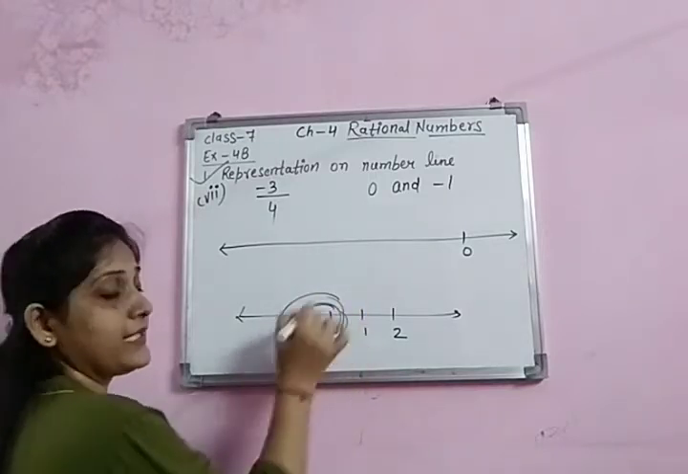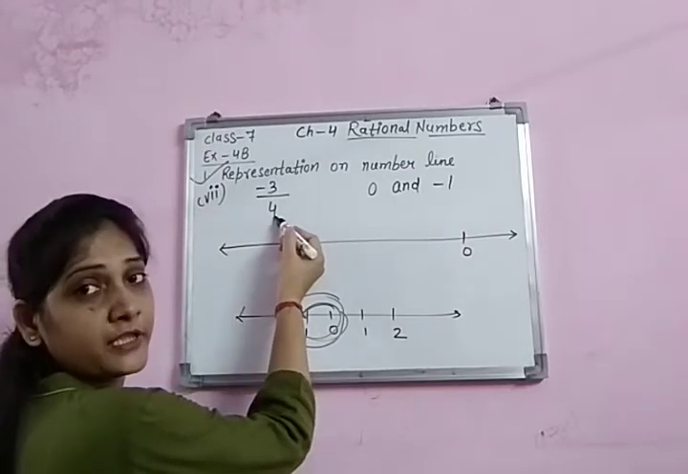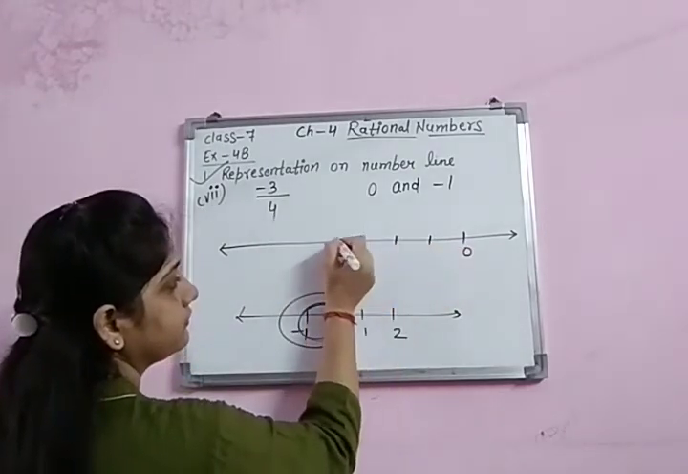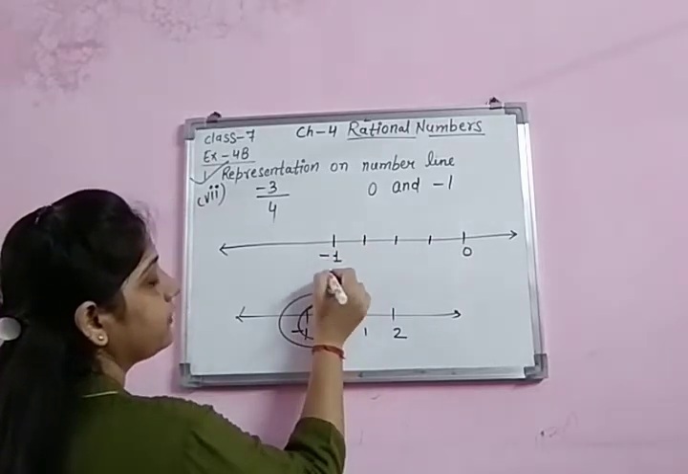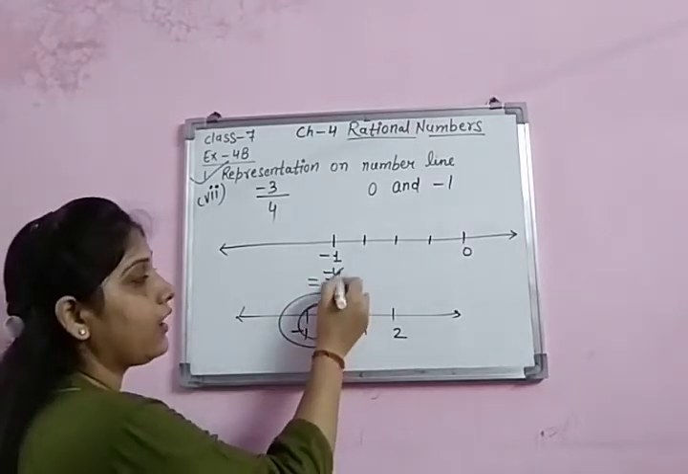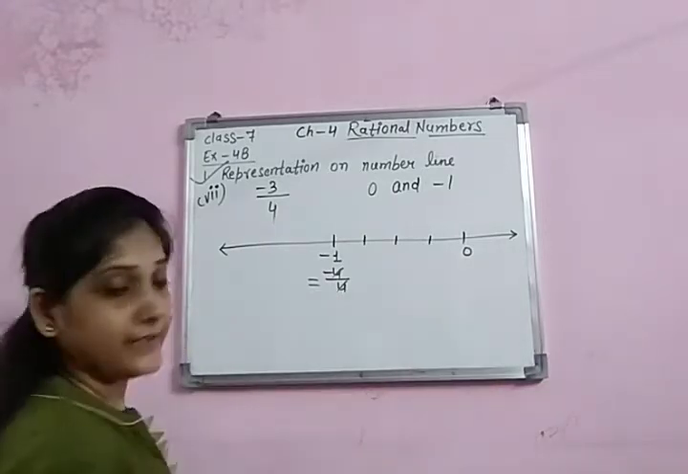So I am visualizing this part. So 0, now how much is the denominator? 4. So let's make it 4 equal parts. This fourth part will give me minus 1, because I can write it as minus 4 upon 4. When I cancel out, I get minus 1. I hope that is clear.